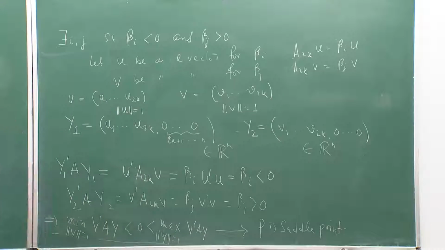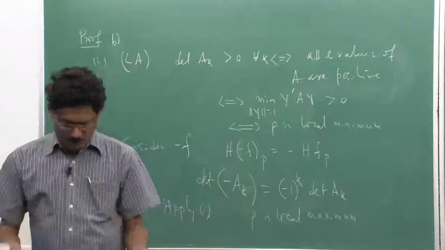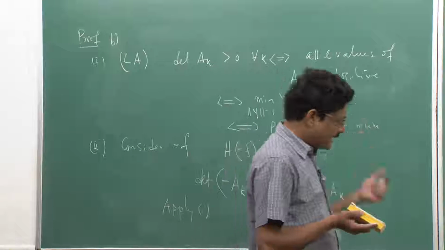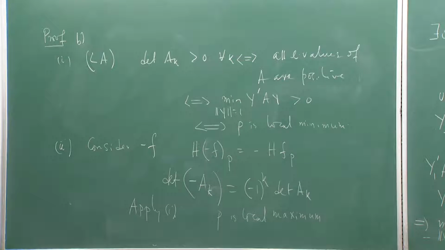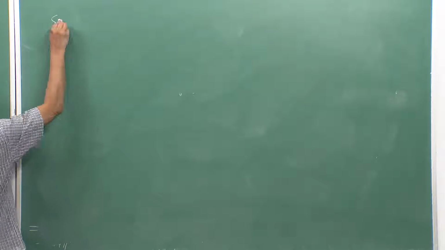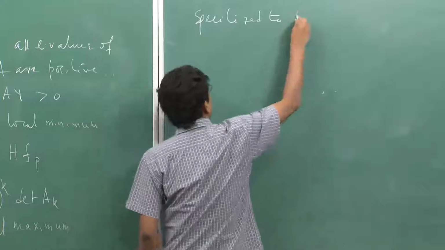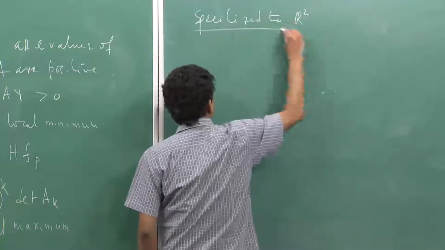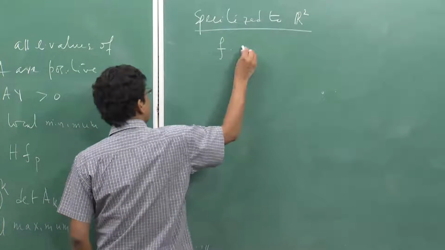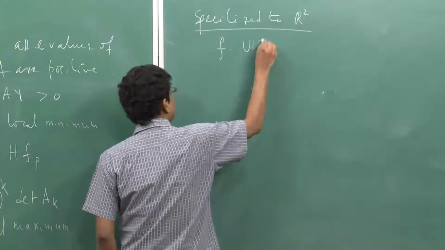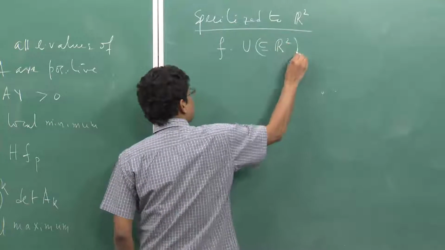For the rest of today's lecture, and that is the end of this third module, we will specialize this theorem with examples of course to n equal to 2. I will directly apply this theorem and see what happens. So, specialized to R^2, that is, now I have a function f from an open set U in R^2, which is only 2 variables, to R.